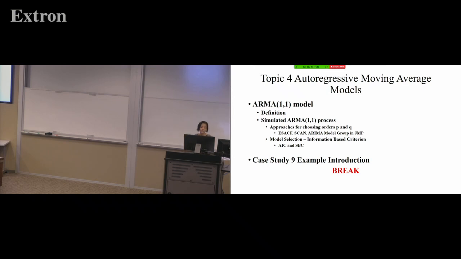When we're looking at that simulated ARMA 1-1 process, we're going to figure out how to choose the orders for P and Q. To be able to choose those orders of P and Q, we're going to learn about extended sample ACF, SCAN, and then a nice little process in JMP called ARIMA model group. To work with the ARIMA model group, we'll also look a little deeper into the idea of selecting a model based on information-based criteria, AIC and SBC, which you've probably seen previously in a regression course. So we'll talk a little about that with regards to time series.